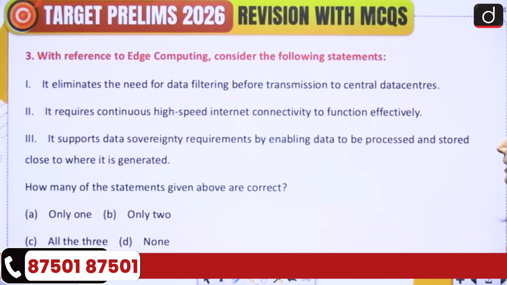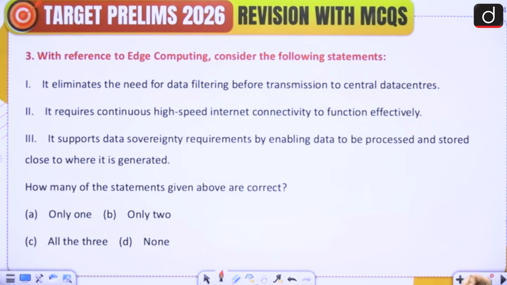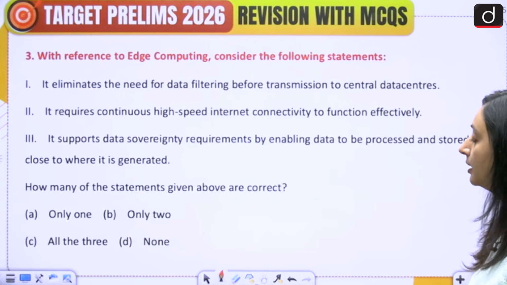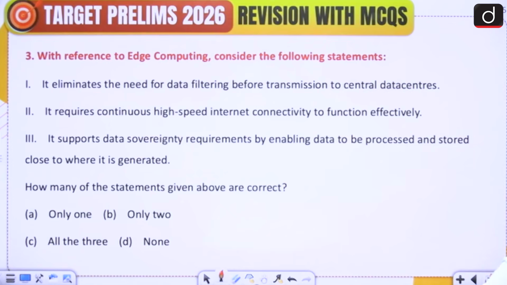Moving on to question number 3. With reference to edge computing, consider the following statements. 1. It eliminates the need for data filtering before transmission to central data centers. 2. It requires continuous high-speed internet connectivity to function effectively. 3. It supports data sovereignty requirements by enabling data to be processed and stored close to where it is generated. How many of the statements given above are correct? A. Only 1, B. Only 2, C. All the 3, or D. None. Please attempt this question. It's about edge computing and how it is different from traditional computing.